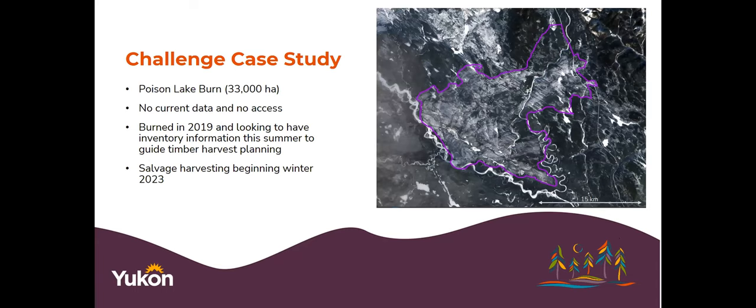So now moving into that challenge area that I discussed, I wanted to focus on one individual area that we're looking at. It's called the Poison Lake Burn. It's about 33,000 hectares. Currently, we have no data. I believe this is Sentinel imagery. There's no access in there. It burned in 2019, and we're really hoping to get inventory information this summer so we can guide timber harvest planning. They want to start winter 2023, so we're on a very tight deadline.